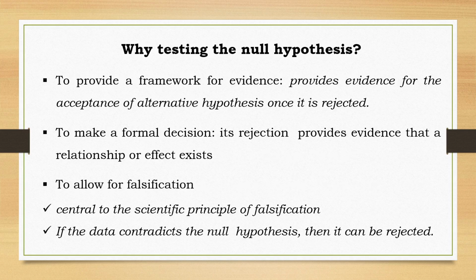The null hypothesis provides a framework for evidence, which provides evidence for the acceptance of the alternative hypothesis once the null hypothesis is rejected. The null hypothesis makes a formal decision. Its rejection provides evidence that relationships or effects exist. It also allows for falsification, which means that the null hypothesis is central to the scientific principle of falsification. If the data contradicts the null hypothesis, then it can be rejected.